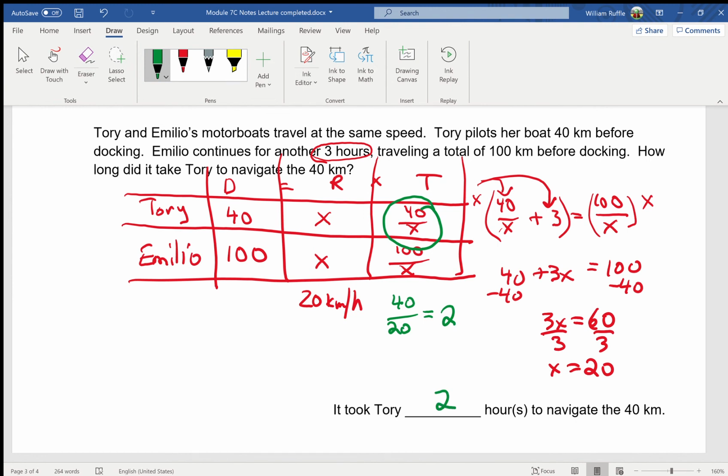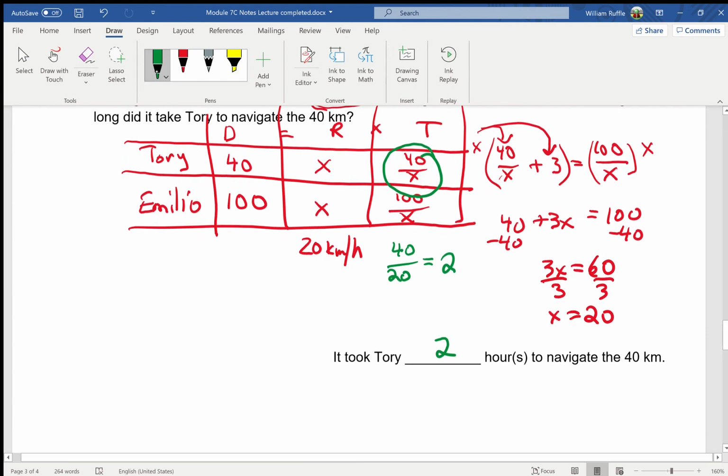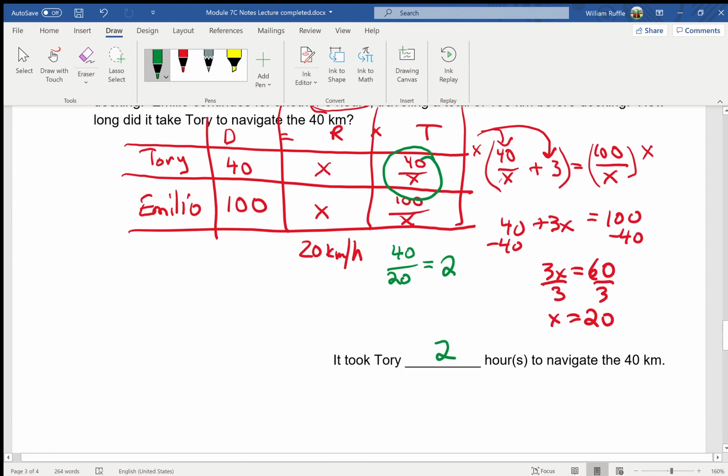Now, if they had asked how long Emilio went, well, it would be 2 hours plus 3. So Emilio would go for 5 hours. Now, that question was not asked. This is what I need to answer. So sometimes it is a speed, but this time they really wanted the time. The time is distance over rate.